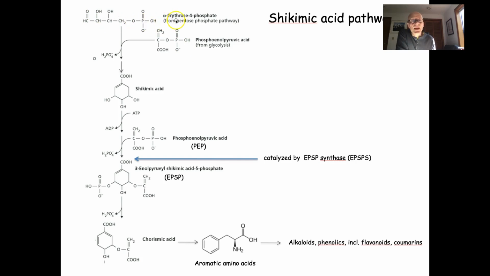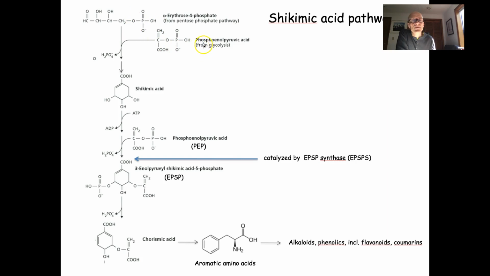So it starts with erythrose 4-phosphate. You haven't really seen that substance yet. I think it might have been on one of the pathways that we looked at so far. We'll come back to that. This comes from the pentose phosphate pathway. We briefly discussed the pentose phosphate pathway before in class. So the erythrose 4-phosphate, 1, 2, 3, 4 carbons, and then a phosphate group.